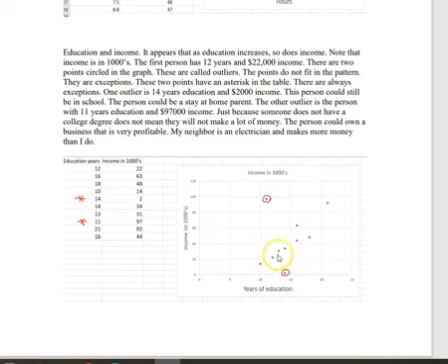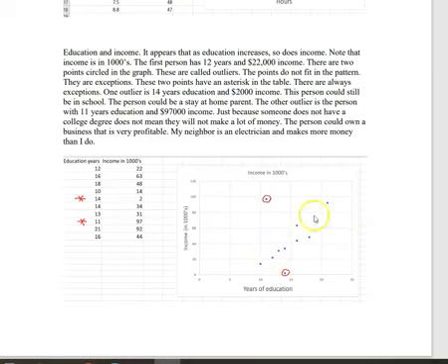Okay, so all of these dots represent a person. Okay, so this first dot right here, we have the 10 years of education and $14,000. So that's our 10, 14 right here. Each dot represents a person, their income, and their education. See how this mostly forms a line? This pattern right here going up.